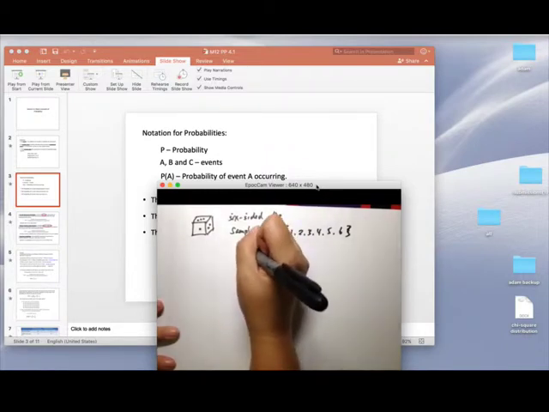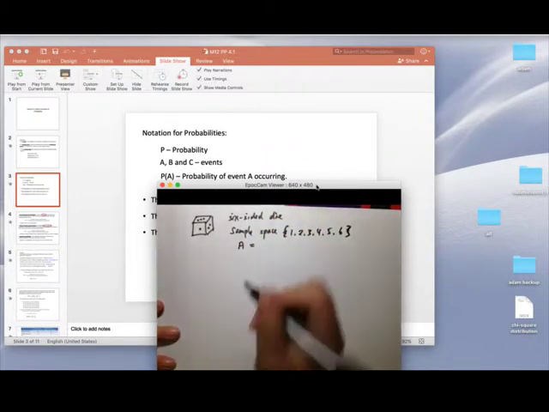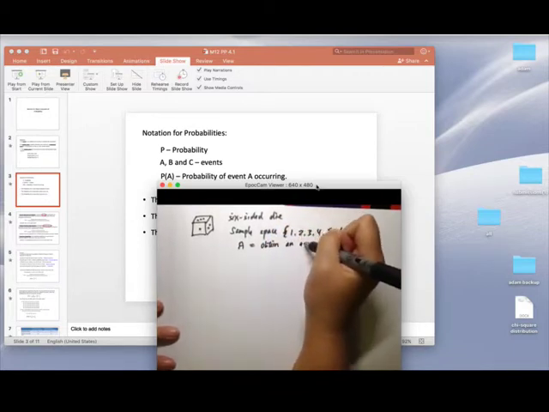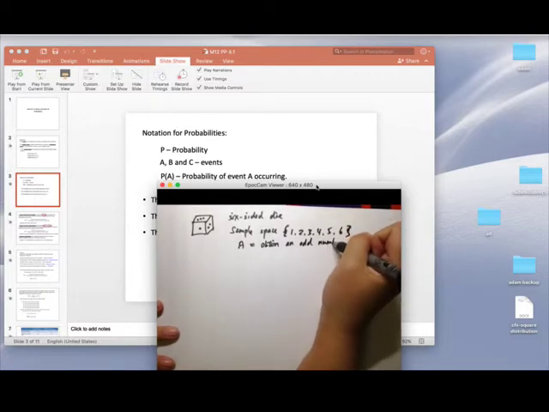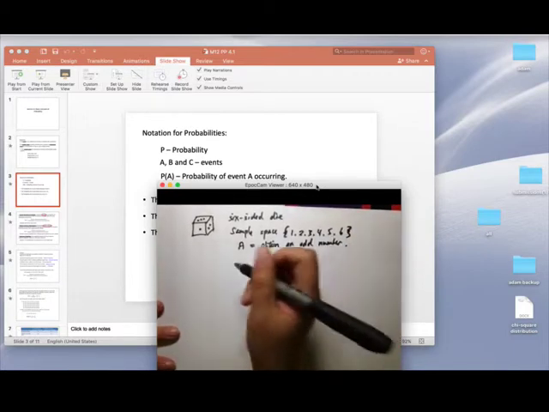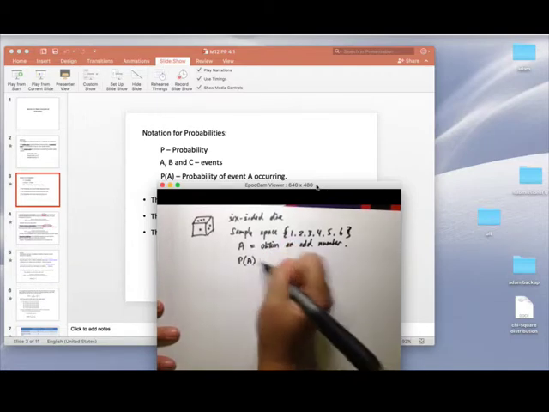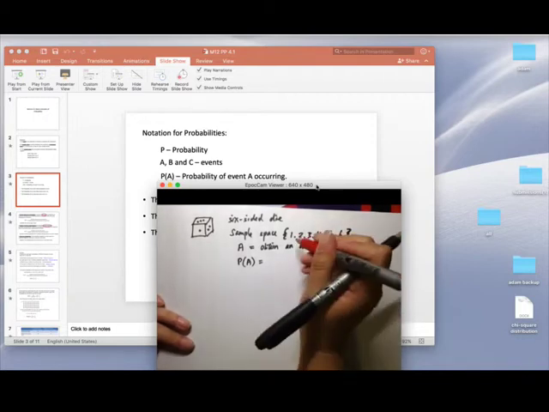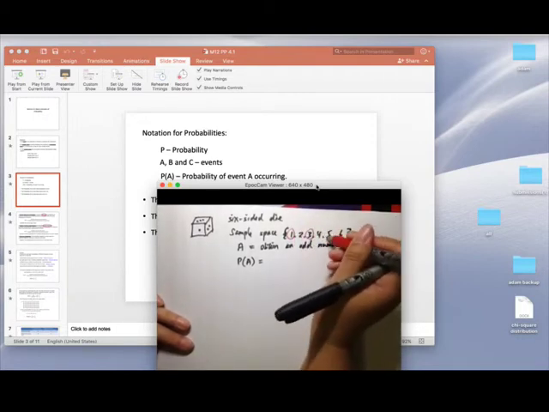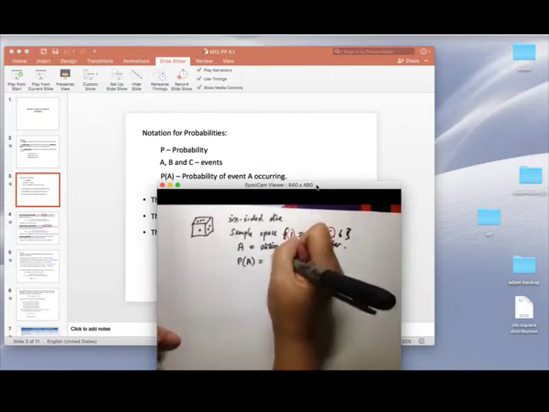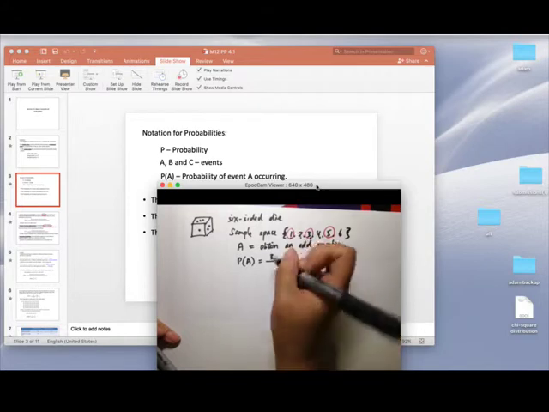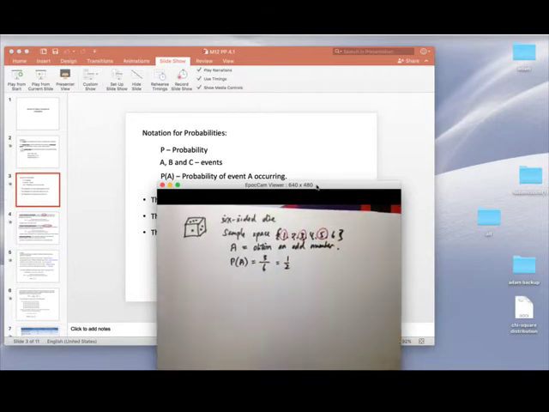For example, let's say I let the event A be obtain an odd number. If I want to find the probability of obtaining an odd number, look at the sample space. An odd number can be 1, 3, and 5, so I have 3 out of the total outcomes 1, 2, 3, 4, 5, 6. Out of 6, which is going to be 1/2. So this is going to be my probability.